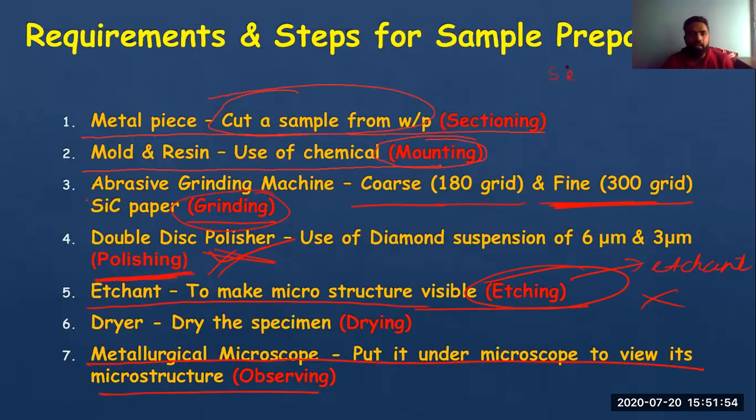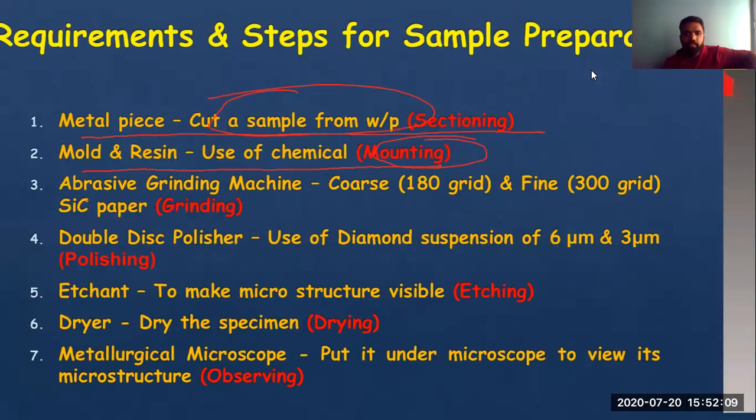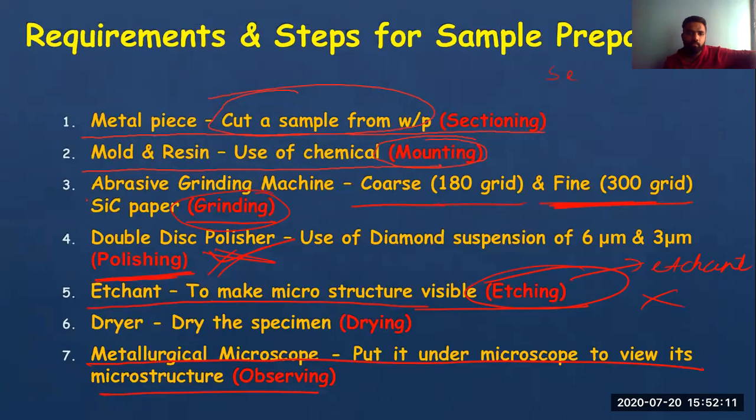First step is, I would like to hear from you. Sorry, I am taking a little time, but it's required. Anyone? What is the first step? Metal sectioning. Second step? Mounting. Very nice. Grinding, coarse grind and fine grinding. Then polishing. Etching. Then drying and then observing.